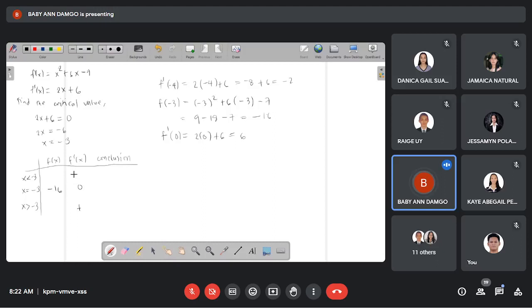If this is decreasing, and if this is positive, this is increasing. So if it is decreasing and then increasing on the right, we have that f has a relative minimum value. Okay? So we can now graph, right?